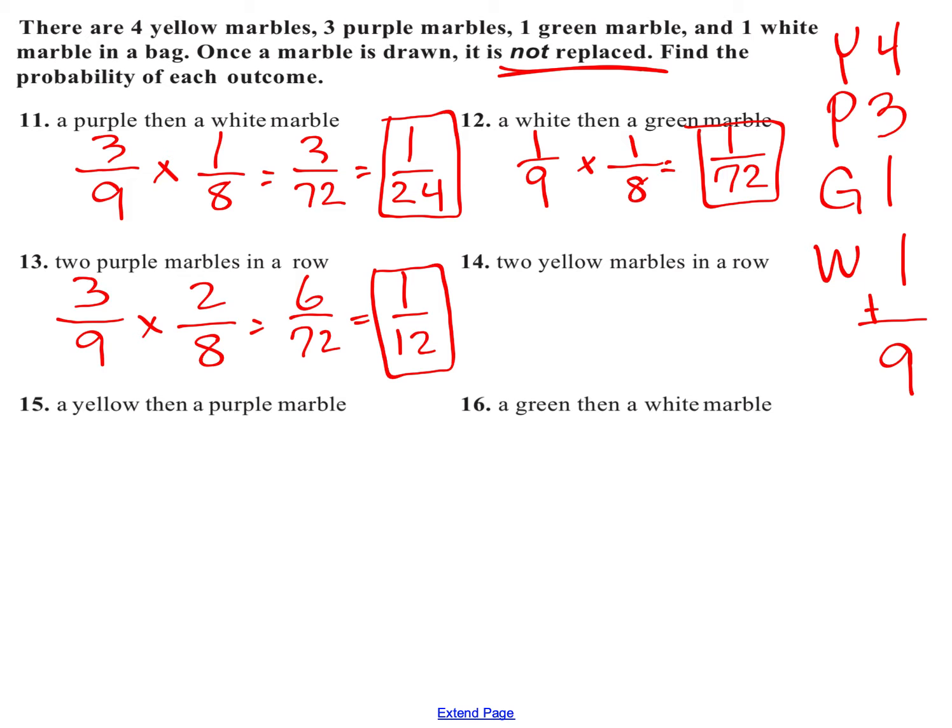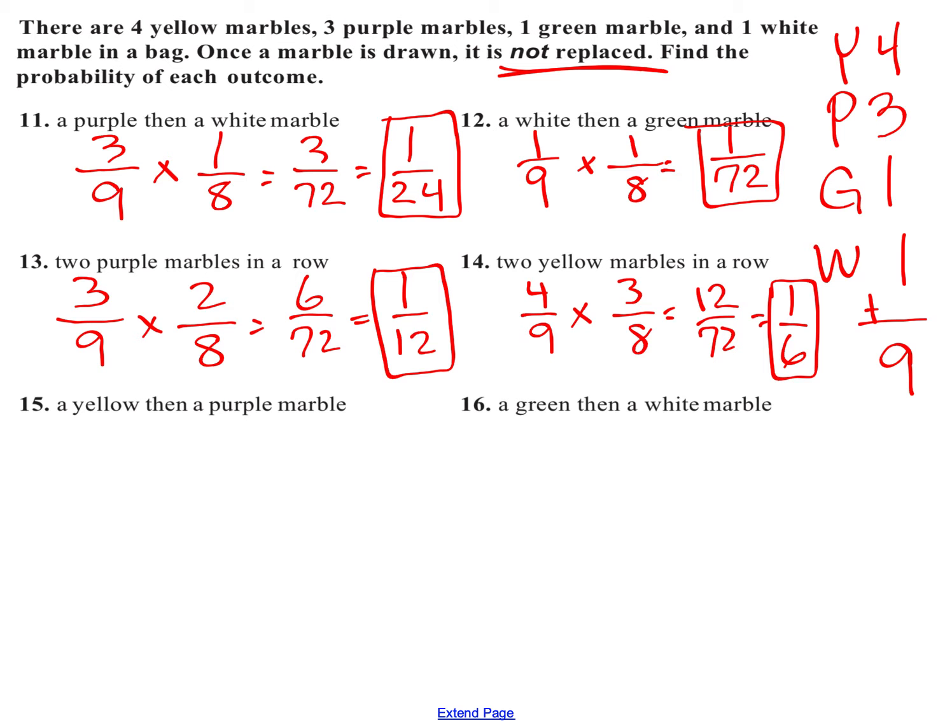Okay, 2 yellow marbles in a row. Well, the first yellow marble has a 4 in 9 chance, and the second yellow marble, there's only 8 marbles left. Only 3 of them are yellow. This is 12 out of 72, or 1/6.